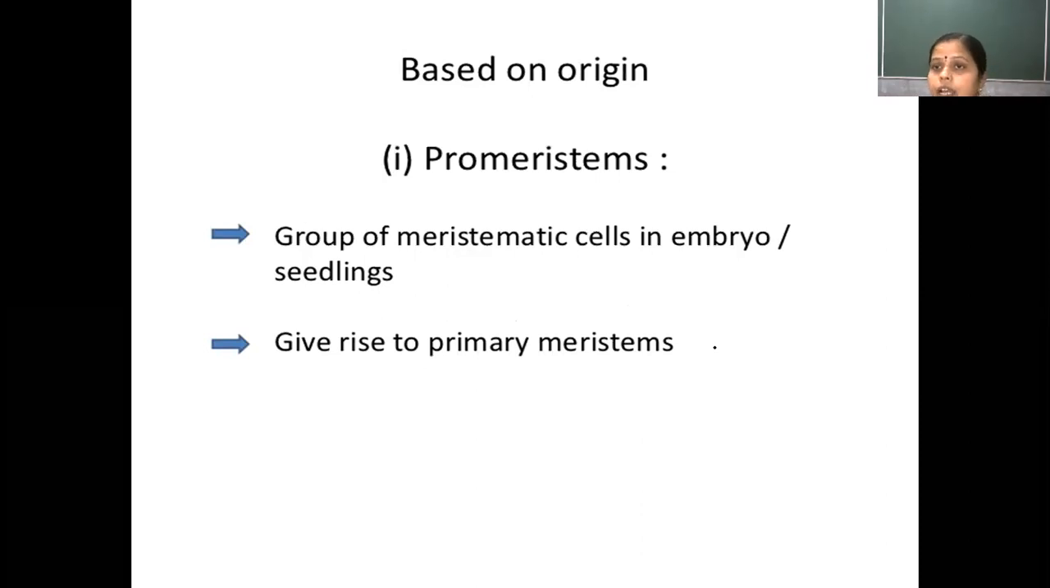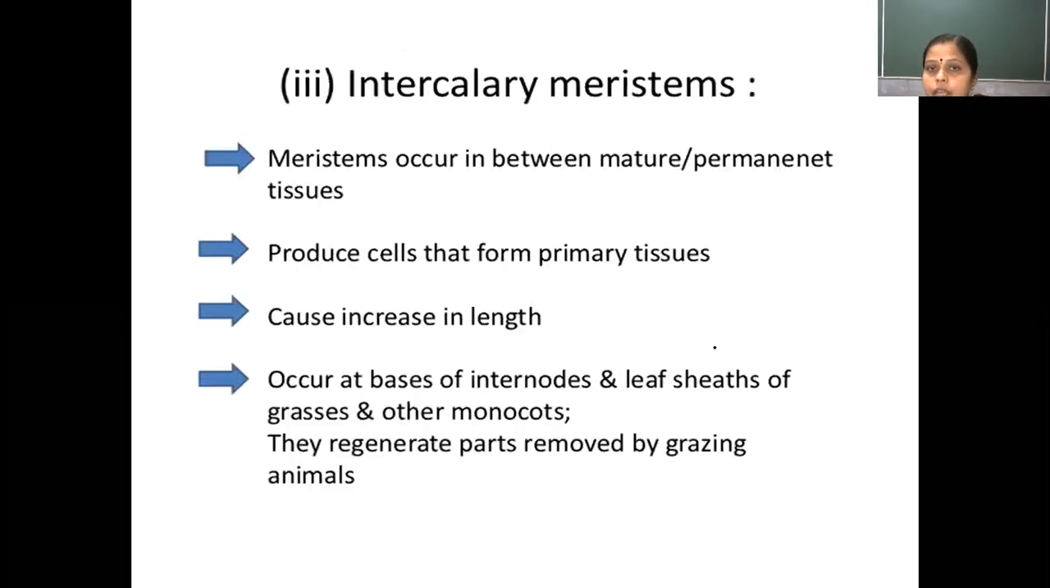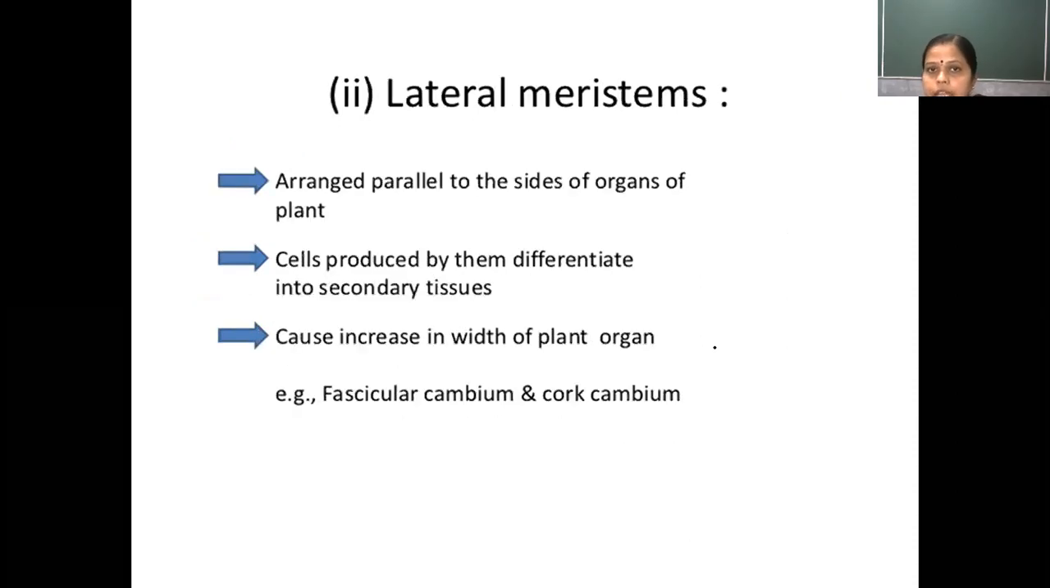Based on origin, meristematic tissue is again divided into promeristem. Okay, the group of meristematic cells found in the embryo, this is called what? Promeristem, which only gives rise to primary meristem. Okay, next, intercalary meristem. This we have discussed. Next, lateral meristem. This also we have discussed. Okay. Arranged parallel to the sides of the organs of the plant.